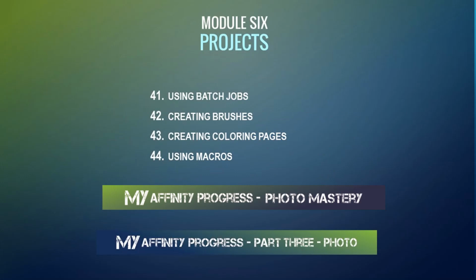In Module 6 we're going to cover lots of different projects, and once you've got the basics down of all of these different projects, you will pretty much have every aspect of your low content publishing covered. I'll take you through how to use batch jobs, how to create your own brushes, how to create your own colouring pages, but not from scratch, by using existing public domain images or even photographs that you've got of your own, and by using macros how to speed that process up so that you can literally create a colouring book in minutes.